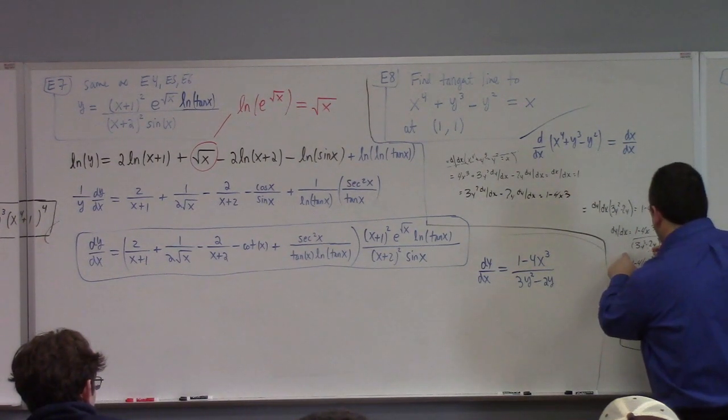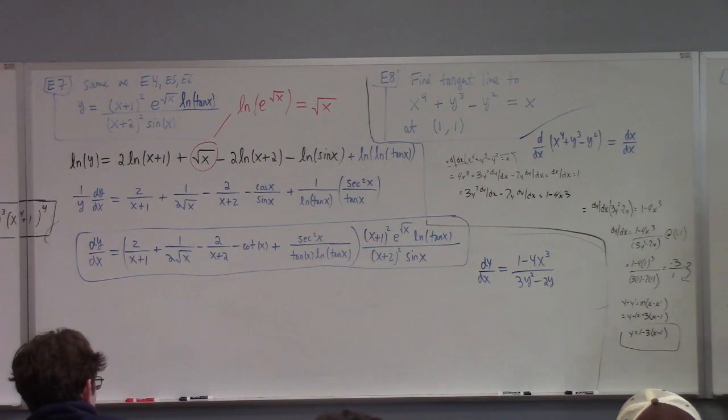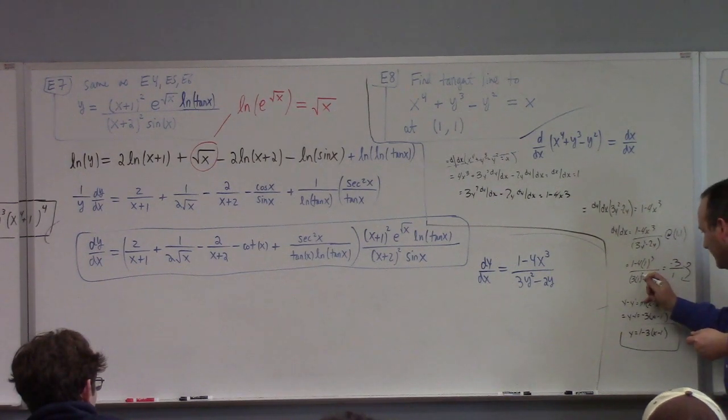I don't think that's going to make your answer wrong, though. Because we're at the point (1, 1), so 1 and 1 squared, I don't think it's going to change anything with what follows, except that technically it's 1 squared here.